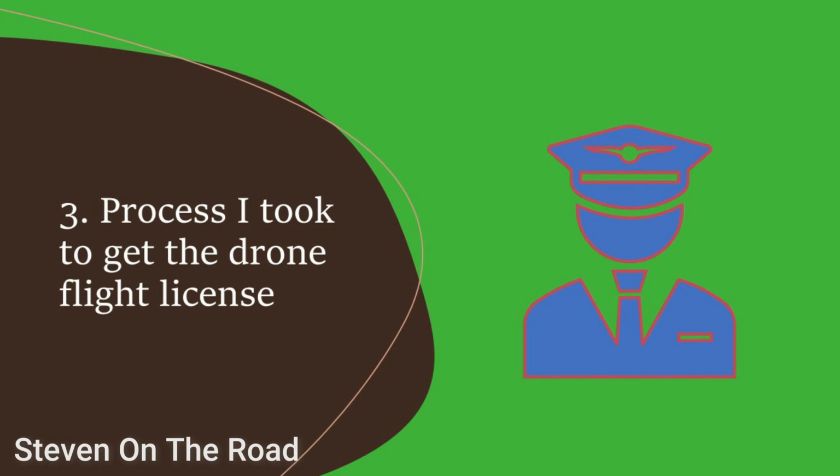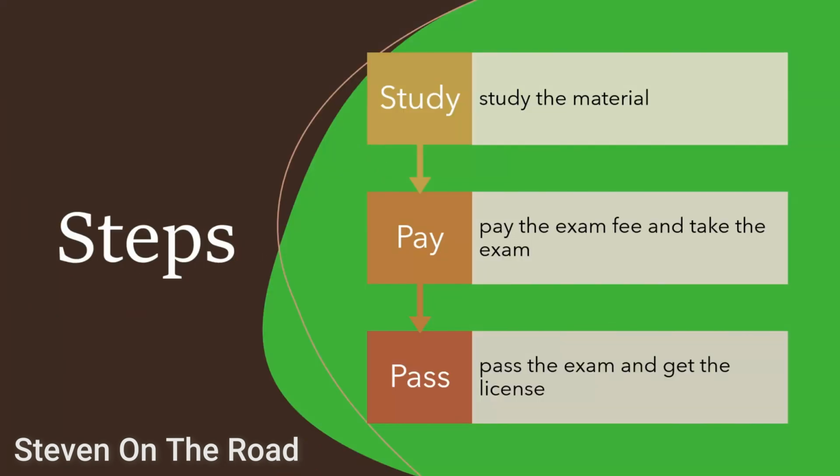So then I would like to share with you the process I took to get the drone flight license. Actually, there are 3 steps. First is to study the material, the PDF document, then go to the website to pay the exam fee and take the exam. The last point, of course, is to pass the exam and get the license.